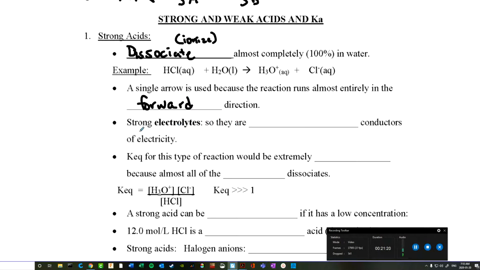Strong acids make strong electrolytes because they dissociate so much. So there's lots of ions in solution. So they are excellent conductors of electricity. And if you were to solve KEQ for this type of reaction, it would be extremely large because almost all of the acid dissociates. So this is what your KEQ would look like. You've got your products over just this reactant because water's in the liquid state, and you'd get a really, really large value for KEQ.